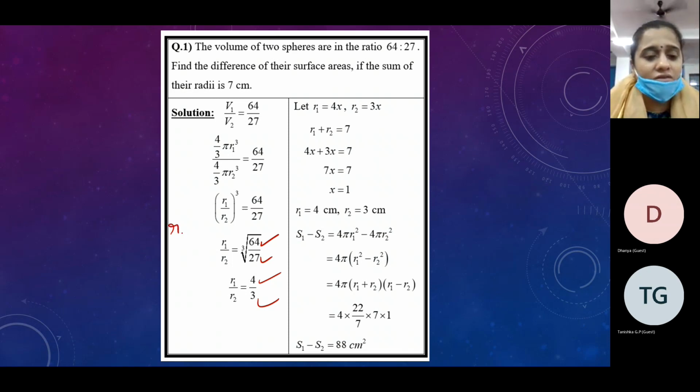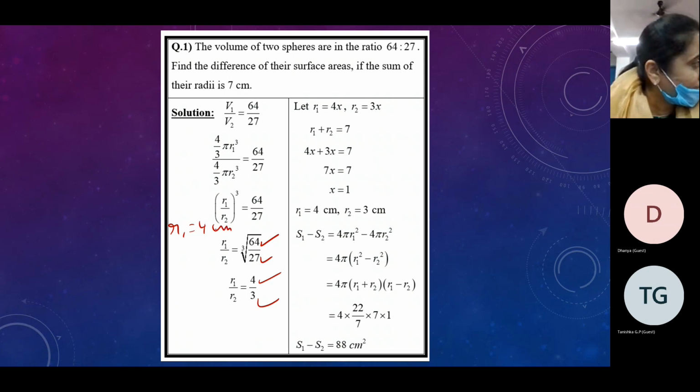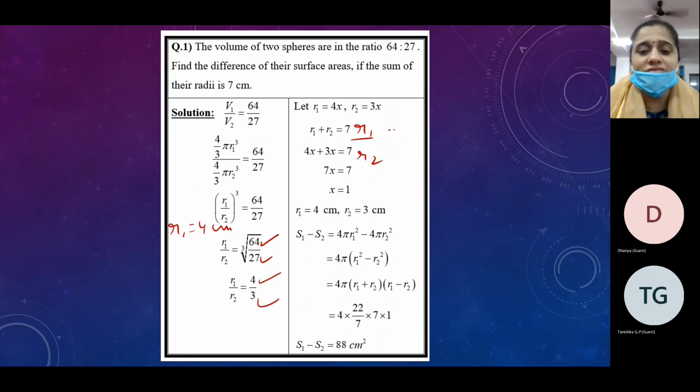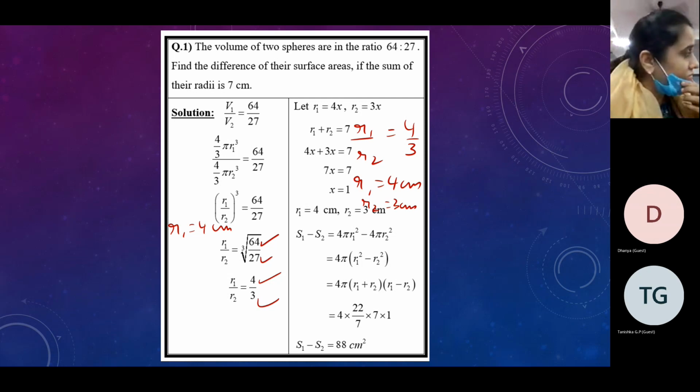Does that mean R1 is 4 centimeters? No. My question is, R1 by R2 is equal to 4 by 3. So can I say R1 is 4 centimeters and R2 is 3 centimeters? No. Correct. So you cannot say that the radii of the two spheres are 4 centimeters and 3 centimeters.